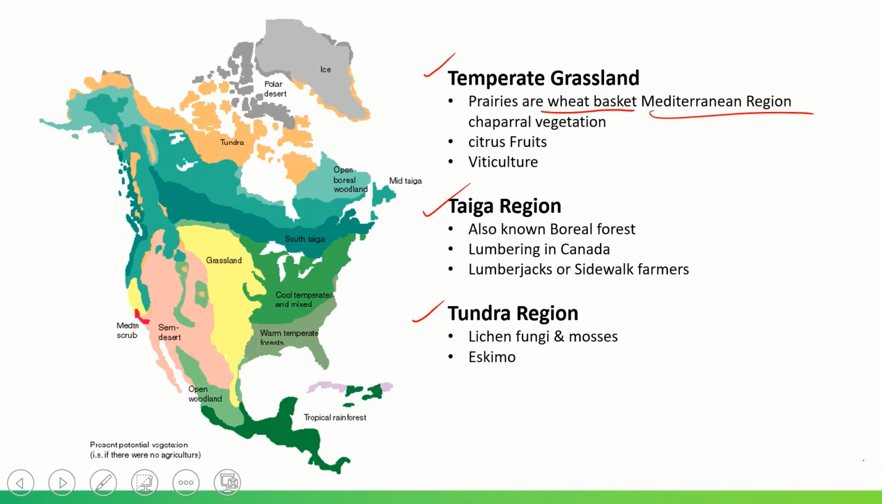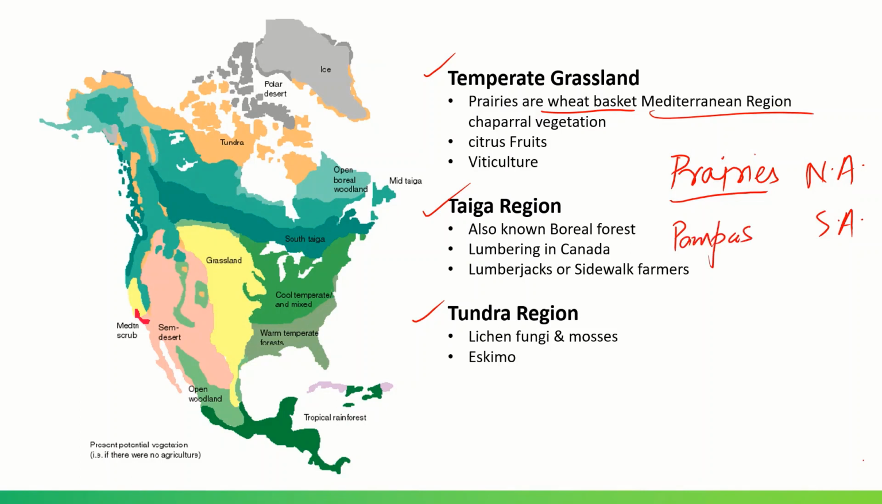Also, these are known by different names in different regions of the world. For example, the temperate grassland in North America is known as the prairies. In South America, they are known as pampas. In some other countries like Australia, they are known as the downs. And in Africa, they are known as veld. So a question of match the following, with temperate grasslands and their countries, can be asked.